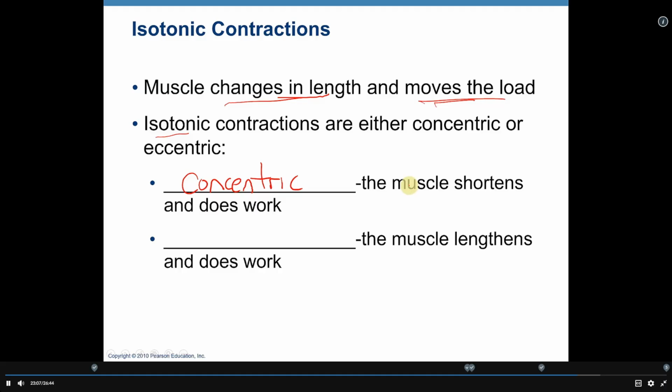Now on the other hand, let's say you have that barbell and you've got to put it down on the floor, but you can't drop it. You have to lower it slowly. Now you're doing extension of the forearm. So in this case, the biceps are lengthening, but they're still producing force because you're holding up the weight. This is called eccentric. So this would be isotonic eccentric contraction.